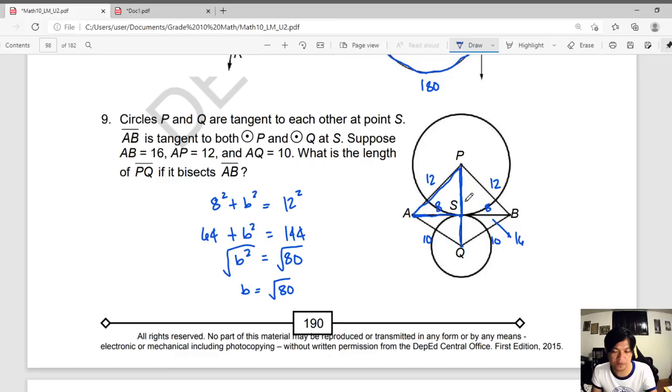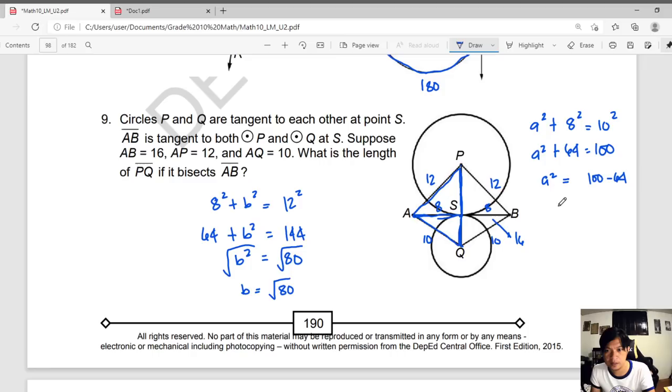Next one, let's find this. What is its measure? So we have a squared, let's say a squared is what we are looking for, plus this one, 8 squared, is equal to 10 squared. So a squared plus 64 is equal to 100. So a squared is equal to 100 minus 64. A squared is equal to 36. And a is equal to 6. So the measure of this one is 6.